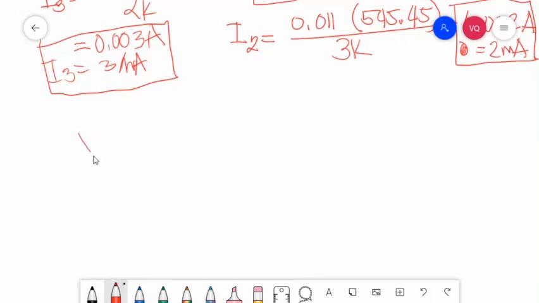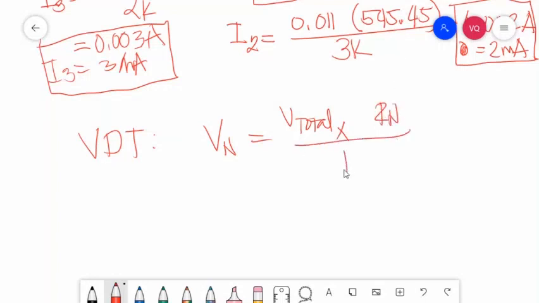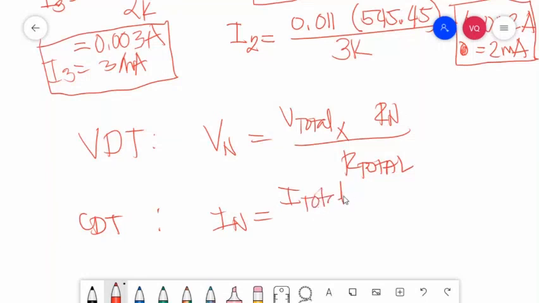Recall, voltage divider theorem. Vn, or your unknown, is equal to V total times Rn divided by R total. Diba? But in CDT, In is equal to I total times R total divided by Rn. Opposite. In VDT, the numerator is the same as the unknown, but in CDT, the denominator is the same as the unknown, In.